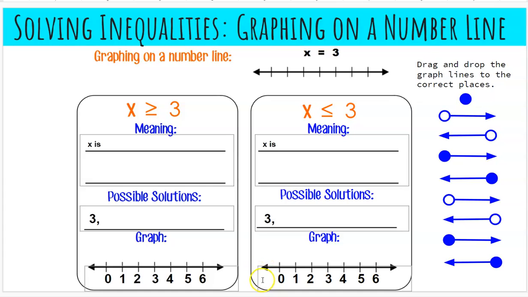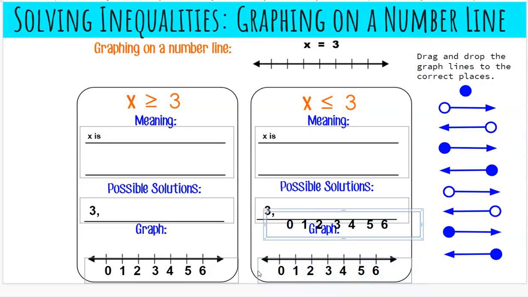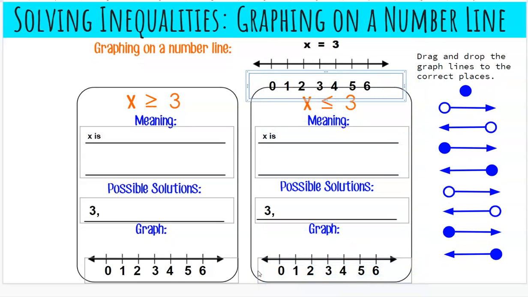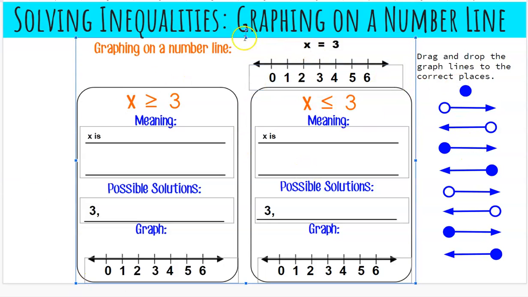Let me get this guy up there. And you put a dot on it. I'm going to drag and drop this little dot right there. That means that x equals 3. So that's pretty easy. Inequalities are a little bit different because they don't equal just one value.